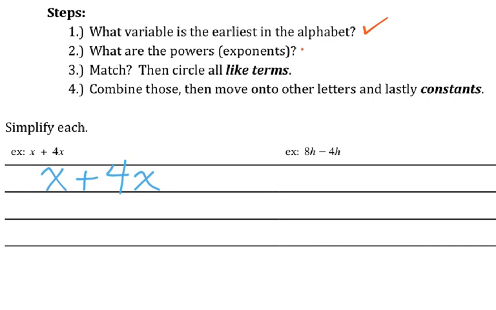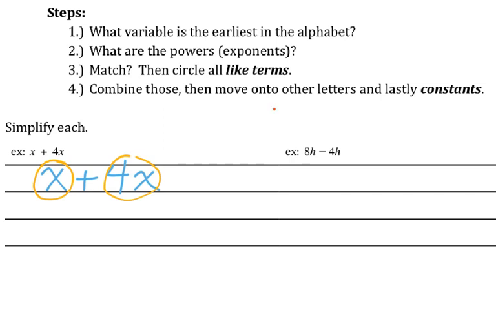Well, what are the powers? Well, this has a degree of 1 on it. That has a degree of 1. So there's nothing unique there. There's only 1. Do they match? Yes, they have the same letter. They have the same power. Then we can circle all the like terms. So go through, for this one, circle them. I will not have you do this for latter problems, meaning problems that follow. We circled all the like terms, combine those, then move on to other letters.